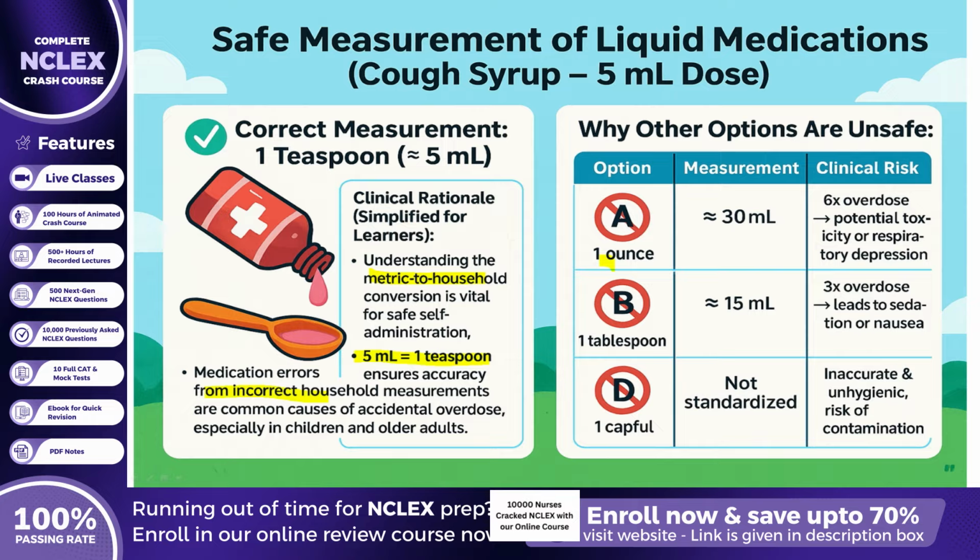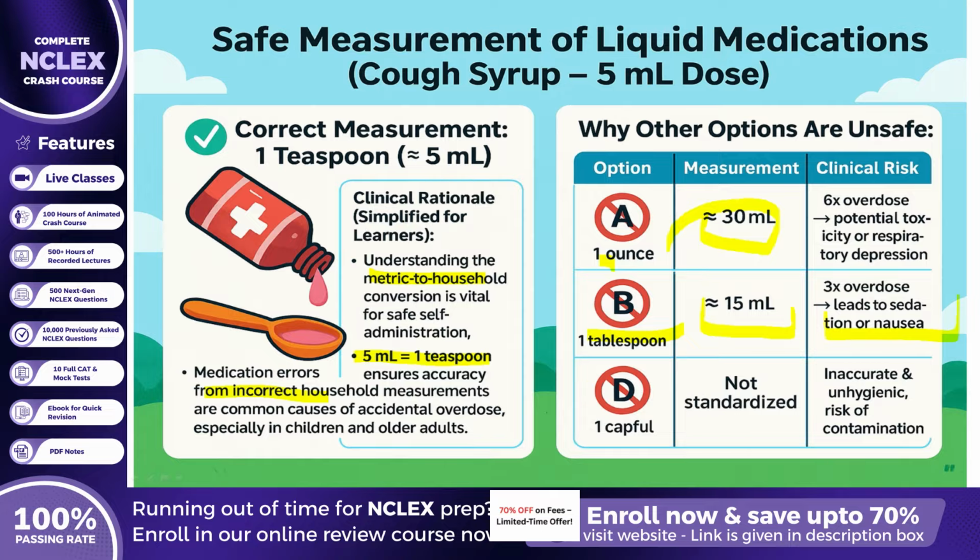When analyzing the other options, 1 ounce equals approximately 30 milliliters, which would result in giving 6 times the prescribed dose, a serious error that could cause toxicity or respiratory depression if the cough syrup contains sedatives or opioids. Similarly, 1 tablespoon equals 15 milliliters, still 3 times higher than the intended dose, and can easily lead to overmedication. Meanwhile, using a capful is unsafe because bottle caps vary in size and are not standardized. Drinking directly from the cap also poses a contamination risk, especially when medications are shared within households.